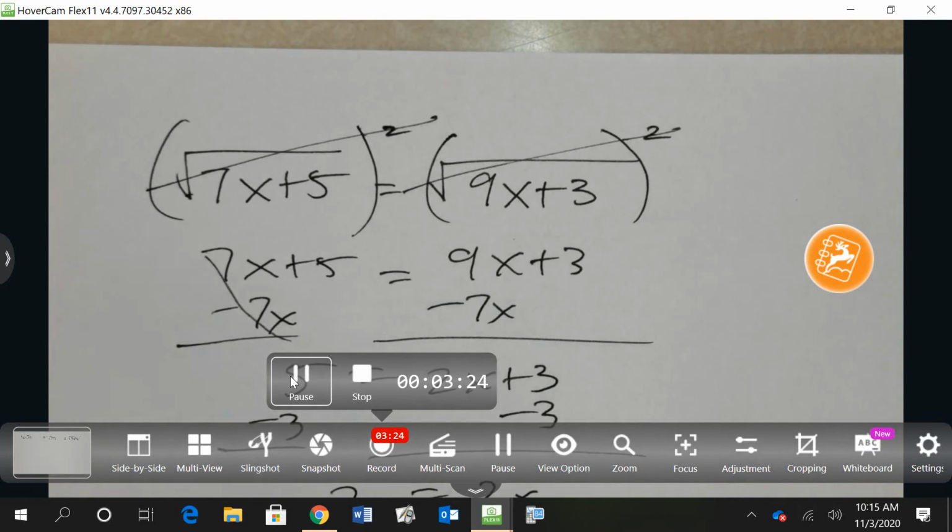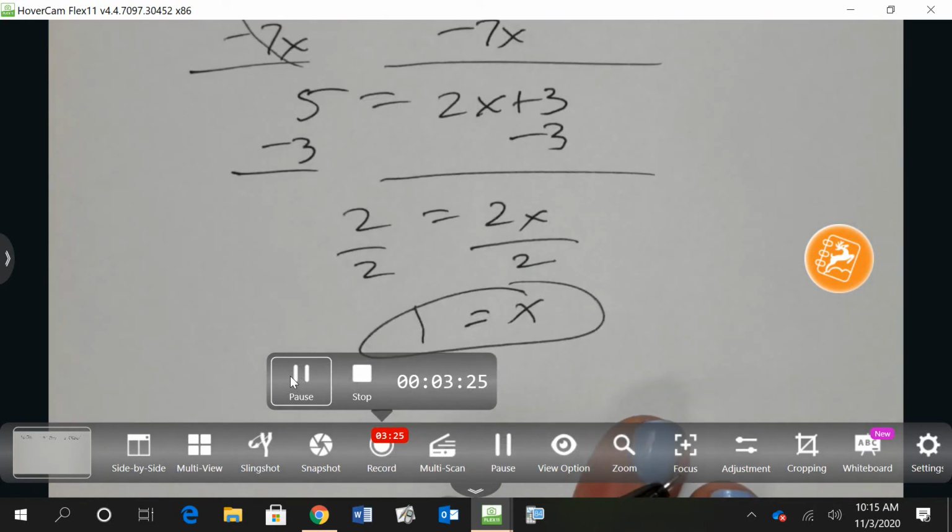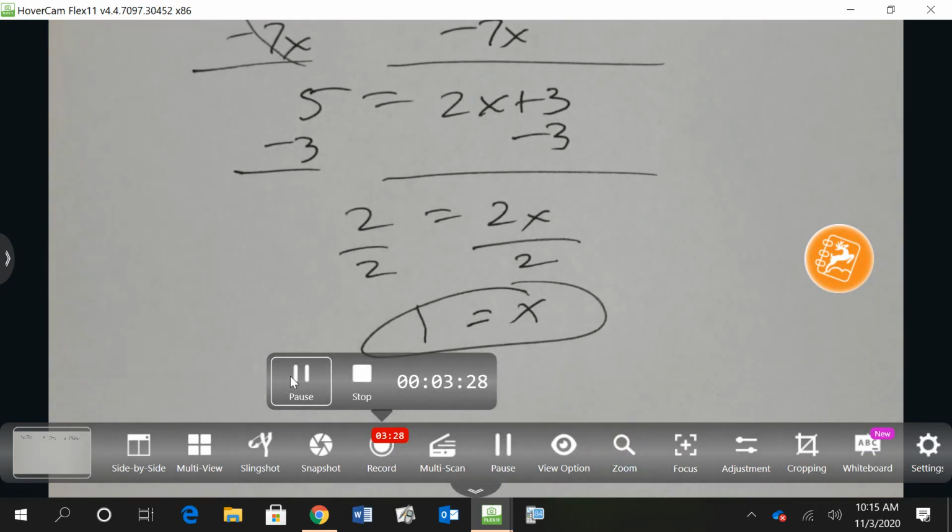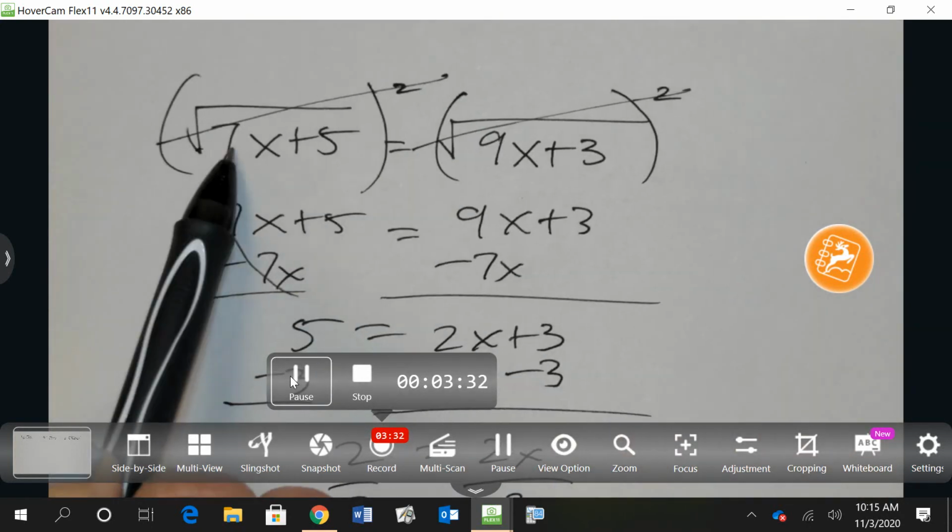Now, is that correct? Is this correct? Well, there's 2 ways to check. The first way to check is to check algebraically to see, is this an extraneous solution? So I come up here and I plug it in.